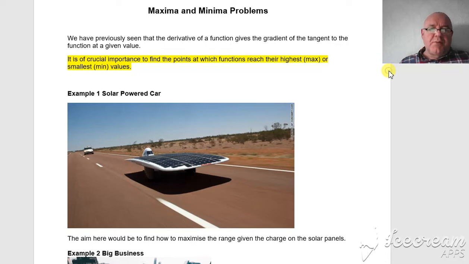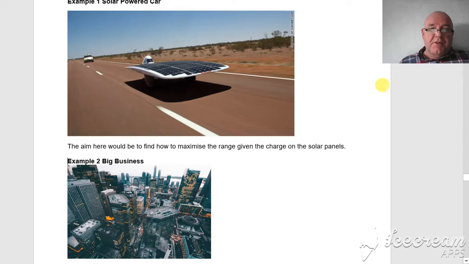The first example would be supposing that I have, say, a solar-powered car. Right, that would be a good example. As you can see there, we've got the solar-powered car. The idea is that solar power comes in, and the car has to have the maximum range on that charge that it's got from the solar power. So how do you actually do that? That's a maximization problem.